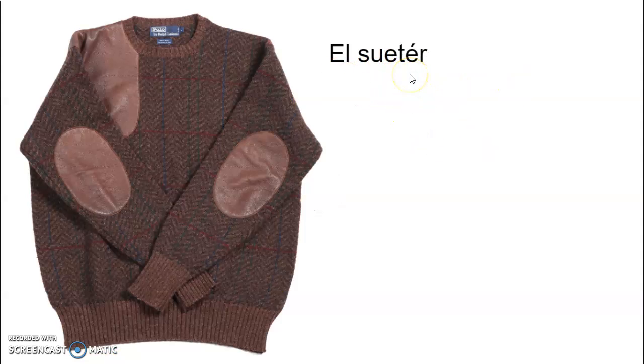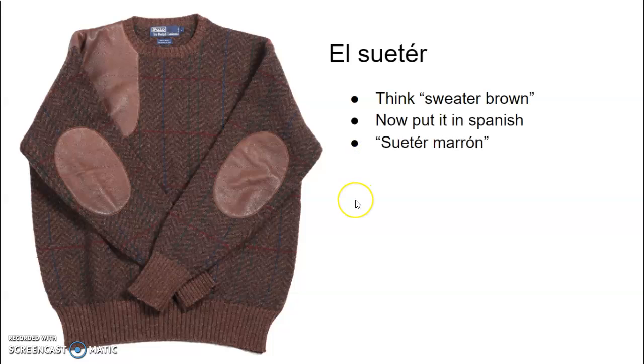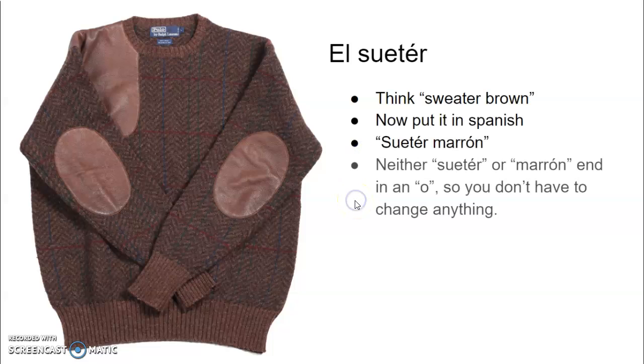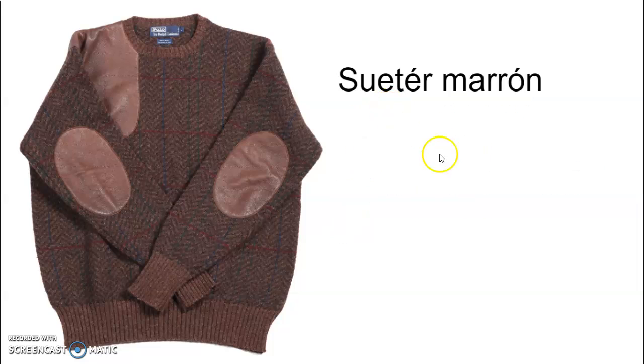El suéter. So we don't have this word on our vocab list, but I did want to just include it because it's a nice word. It's a cognate word. It looks the same in Spanish and English. So think to yourself, sweater brown. Now put it in Spanish. Suéter marrón. So neither suéter or marrón end in an O, so you don't have to change anything. So how do we say brown sweater in Spanish? Type in your answer. Suéter marrón. Fácil, how easy.